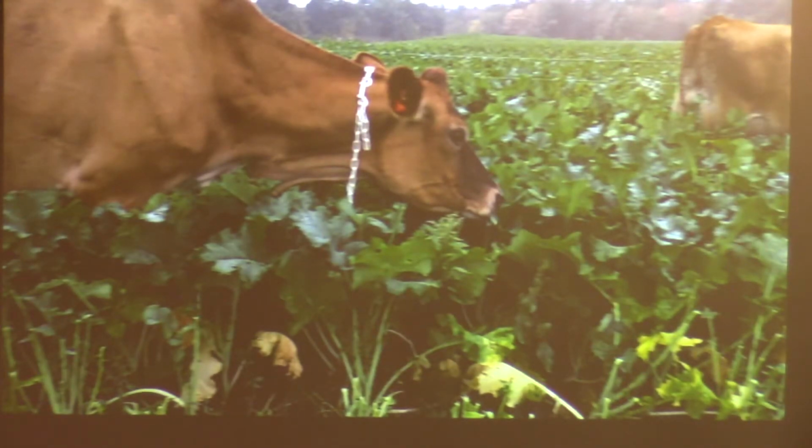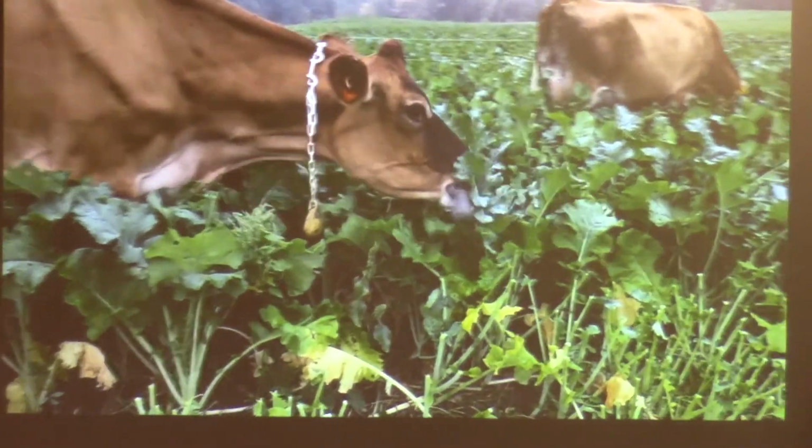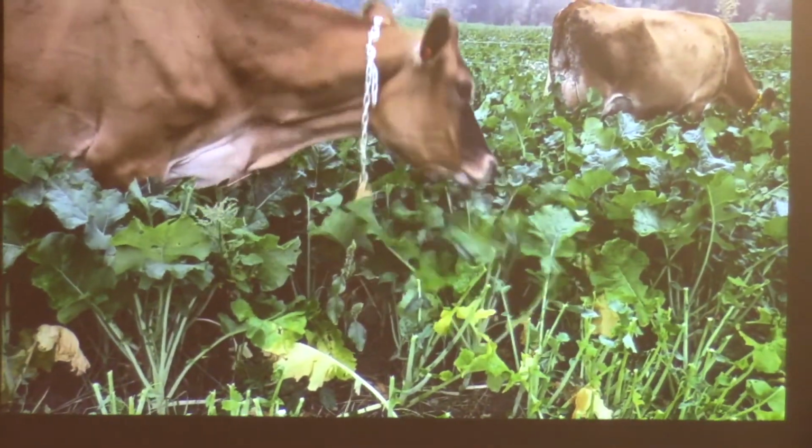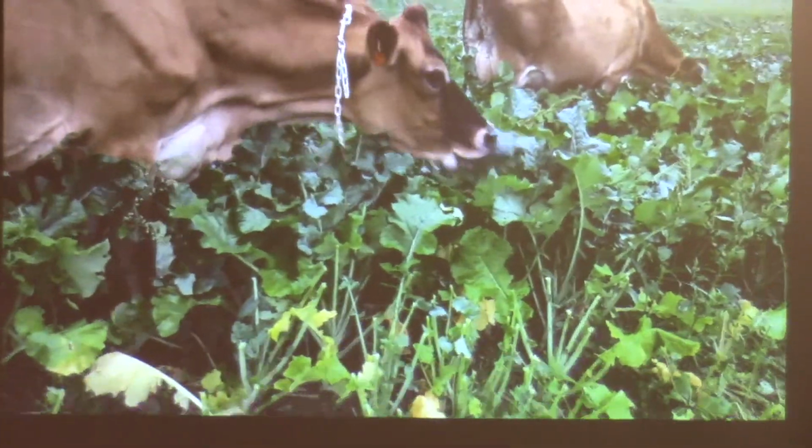But you can see here that, independent of the glucosinolates, the cows really like it. You can see in this video they really go forward.